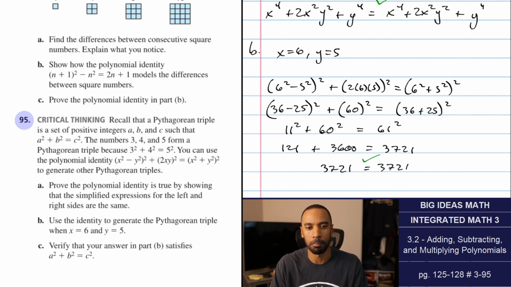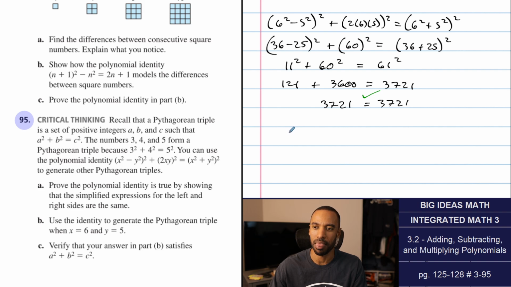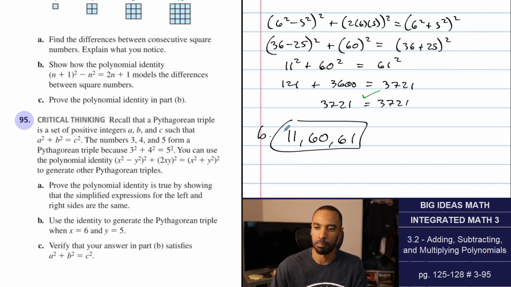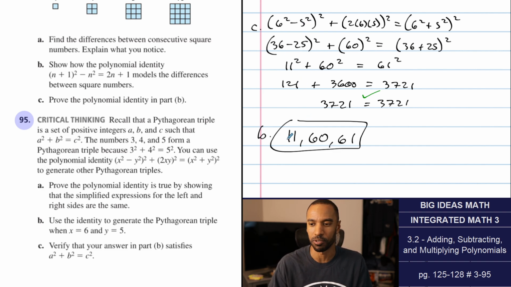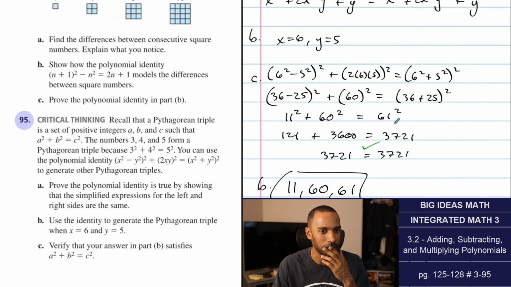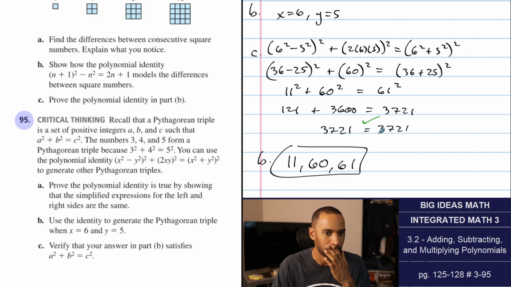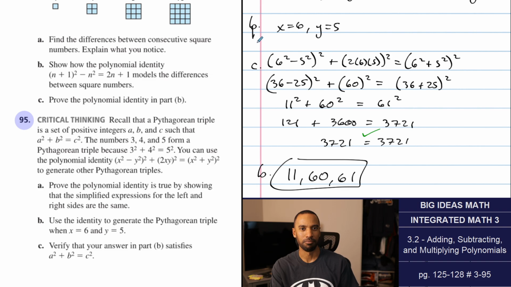Verify your answer in part B satisfies a... Oh, I thought that's what they just did. Oh, so the Pythagorean triple, oh, okay, I kind of screwed up. But the Pythagorean triple is 11, 60, and 61. Now, that's part B. Part C, I guess, is this: verify your answer satisfies a squared plus b squared equals c squared. I just did. Yeah, that was supposed to use those other parts there. I think we're all good to generate the Pythagorean triple. Yeah, I think I was able to do that there. So anyway, that shows that it works out. That's part C. Part B, I ended up kind of doing within part C. I don't know how you do part B without part C, really, to be honest.